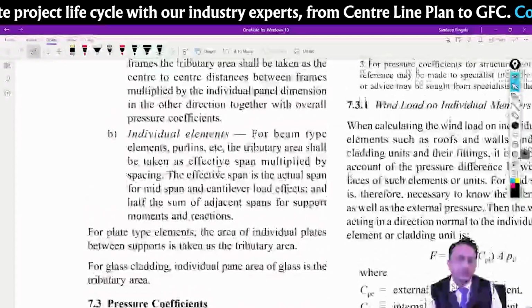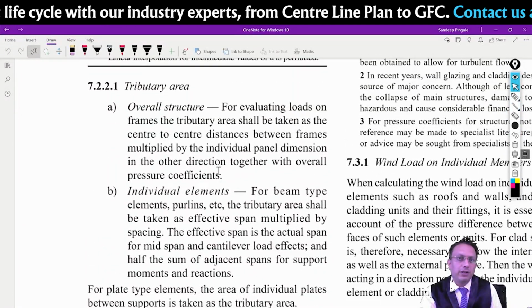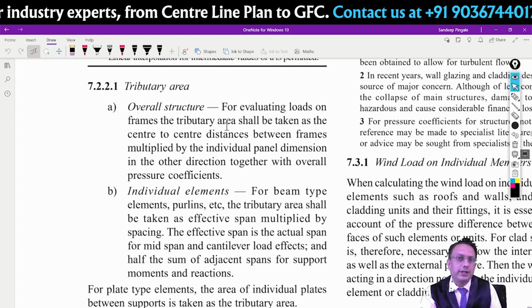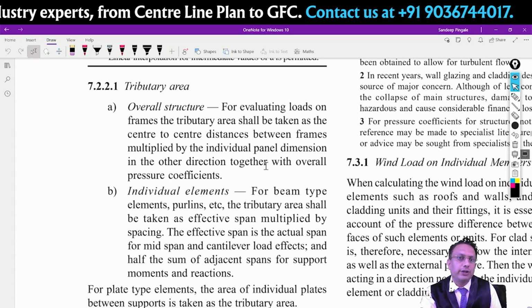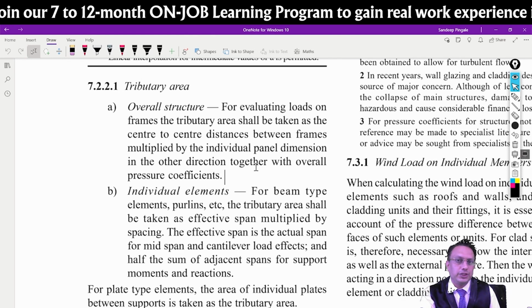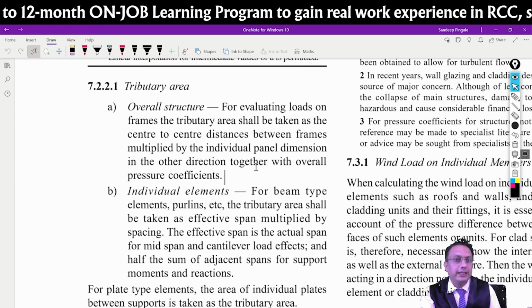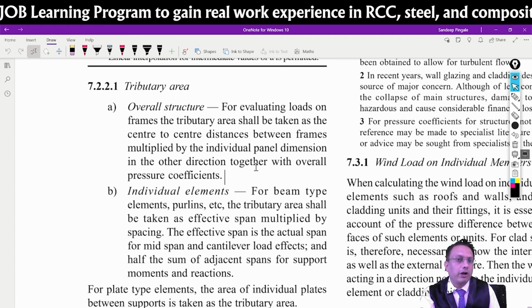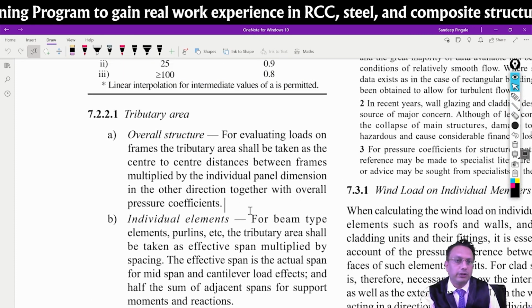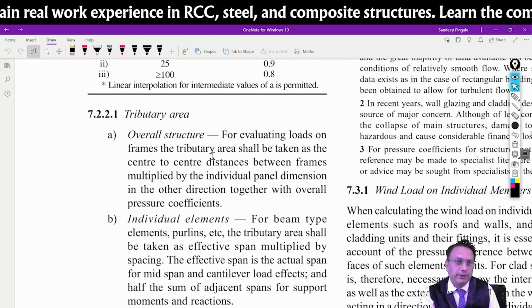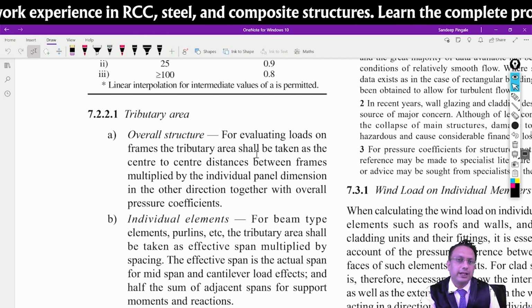Okay, so these are the certain formulations and all. For evaluating the loads on frames, the tributary area should be taken as the center to center distances between the frames multiplied by the individual panel dimensions in the other direction. That is basically the overall structural area, the tributary area is what they are saying.